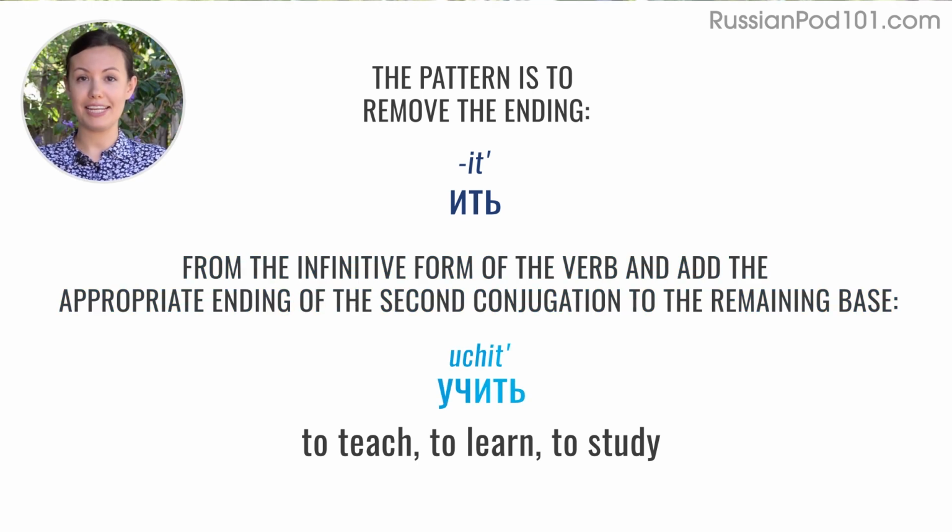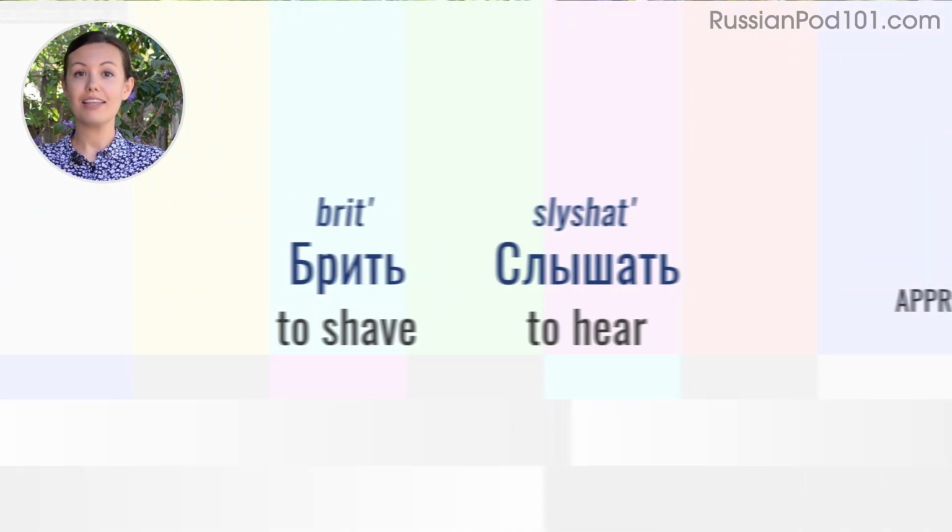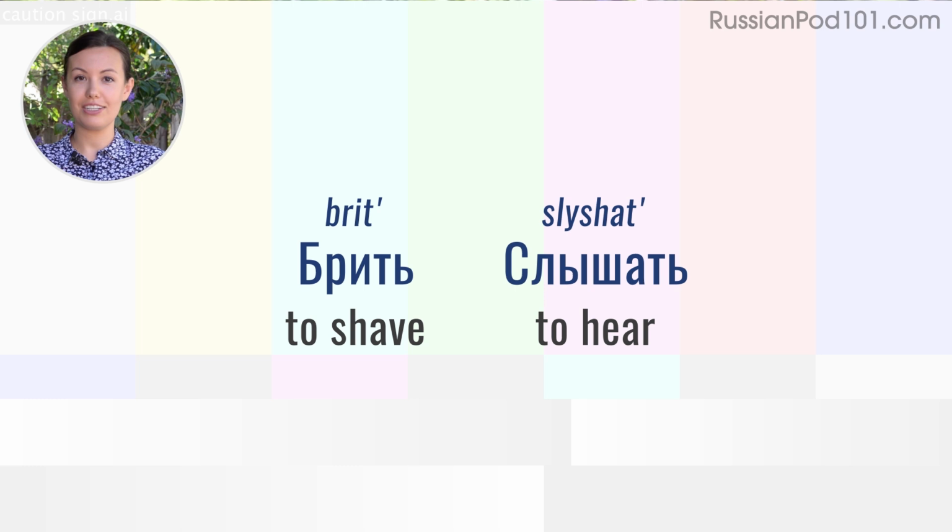Most verbs ending in ить are the second conjugation verbs. There are a few exceptions, such as the verbs брить, to shave, and слышать, to hear. Now you can easily conjugate the verbs by looking up their infinitive forms in the dictionary and making changes to the endings. The verbs in different aspects and moods conjugate in the same way.